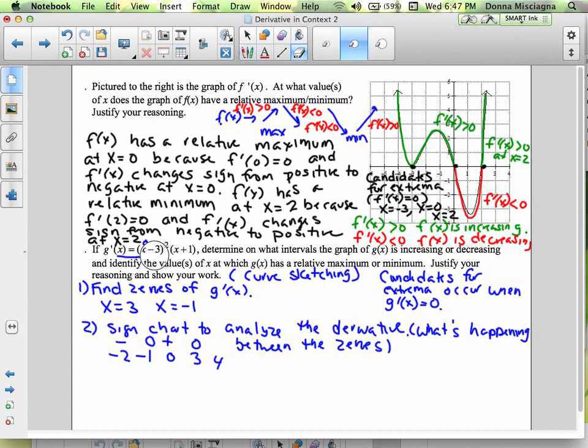And then let's plug in the last value. And that's 4. 4 minus 3, that's going to be 1 squared. 4 plus 1, that's 5. Positive times positive, so that's going to be positive. Okay, so we just keep on being positive.